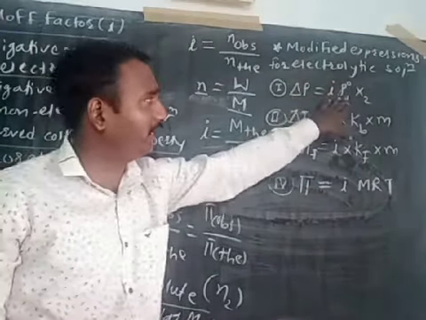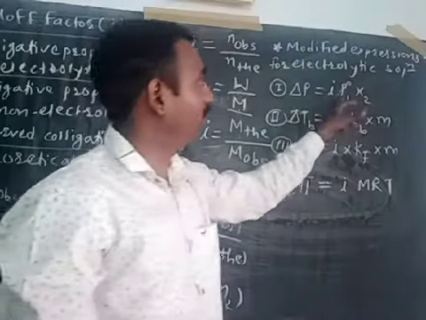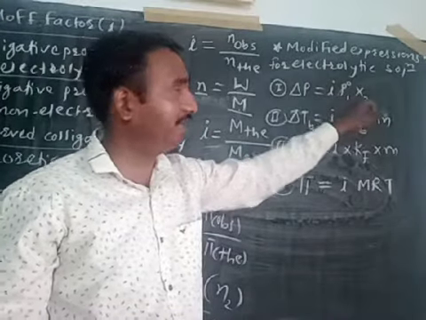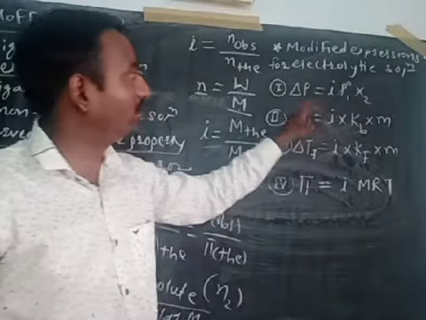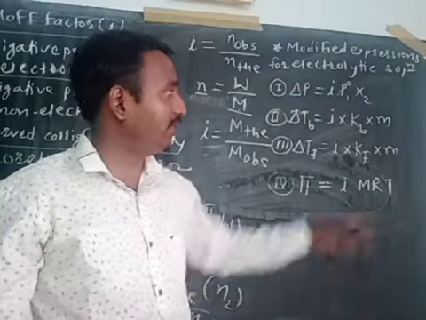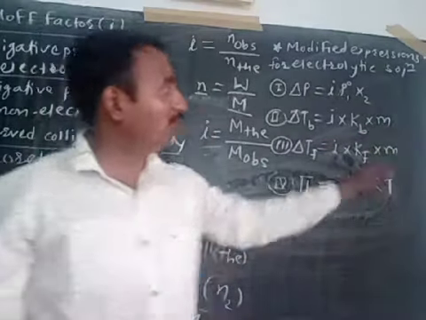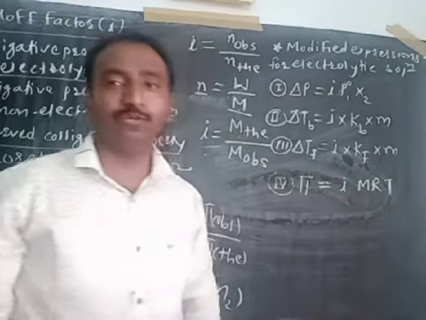Otherwise, for delta P, we know the relation delta P is equal to P0 1 X2, where P0 1 is the vapor pressure of the pure solvent and X2 is the mole fraction of the non-volatile solute. Delta P is the lowering of vapor pressure. Here Kb is the molal elevation constant, m is molality, Kf is the molal depression constant, and m is molality.